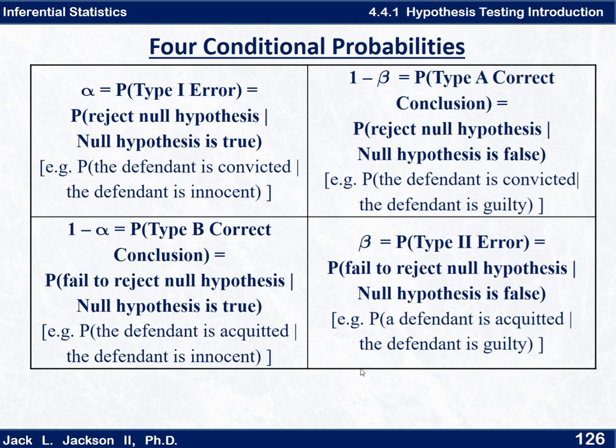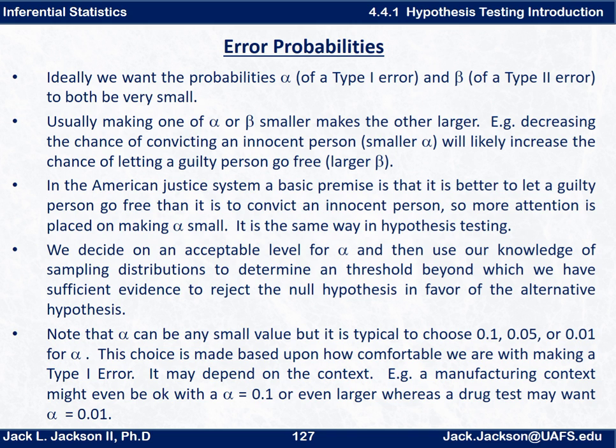Now, notice we have these two errors, type 1 error and type 2 error, and their probabilities alpha and beta. Well, these are errors, so we want the probabilities to be very small. We want both alpha and beta to be extremely small. The only problem is, do you see that they work against each other? Ideally we want alpha and beta to both be very small, but usually making one of them small makes the other larger. For example, decreasing the chance of convicting an innocent person, smaller alpha, will likely increase the chance of letting a guilty person go free, larger beta, and vice versa.